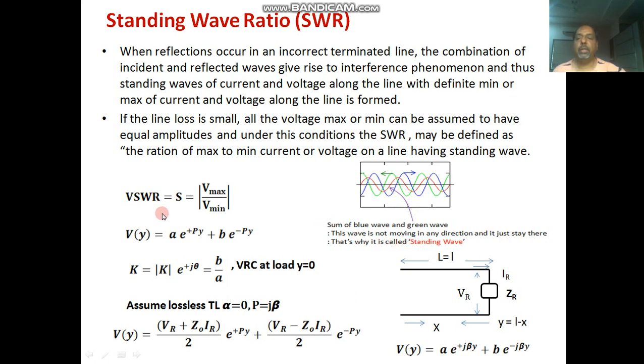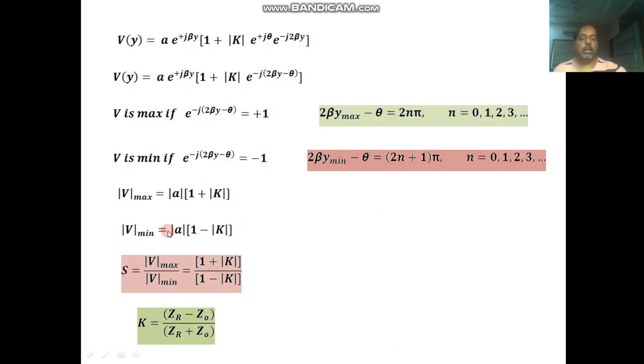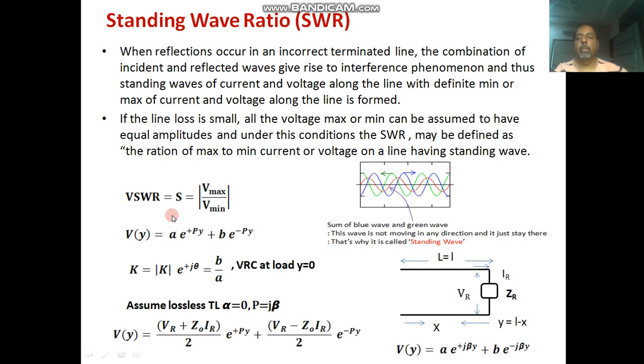So how do we define a standing wave ratio? Here I am defining it for voltage. The voltage standing wave ratio is represented by capital S. It is the ratio of the mod value of voltage maxima and minima of the stationary wave along a transmission line: V maxima, the maximum voltage of the stationary wave, and V minima, the voltage minima of the stationary wave. This is how we define voltage standing wave ratio.